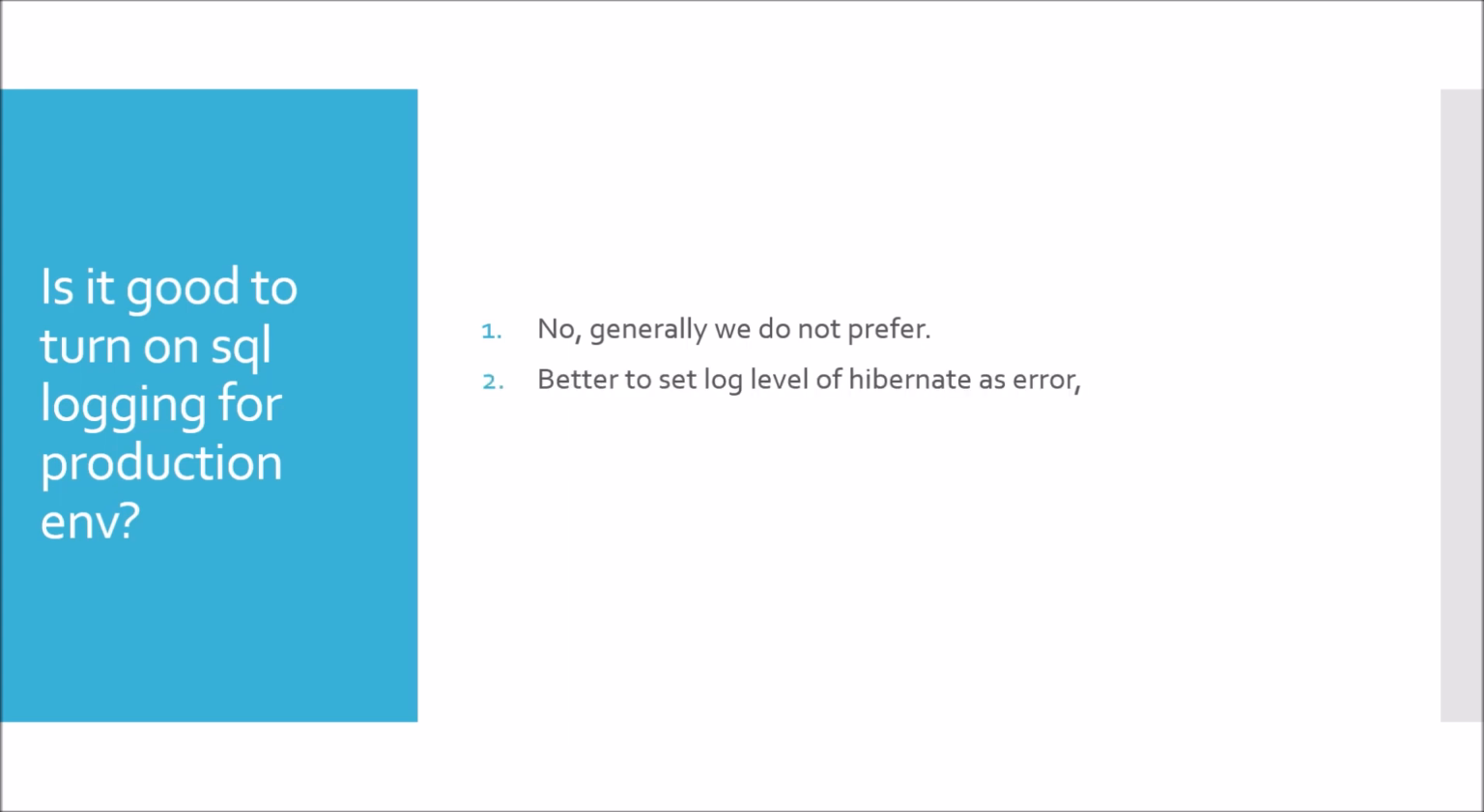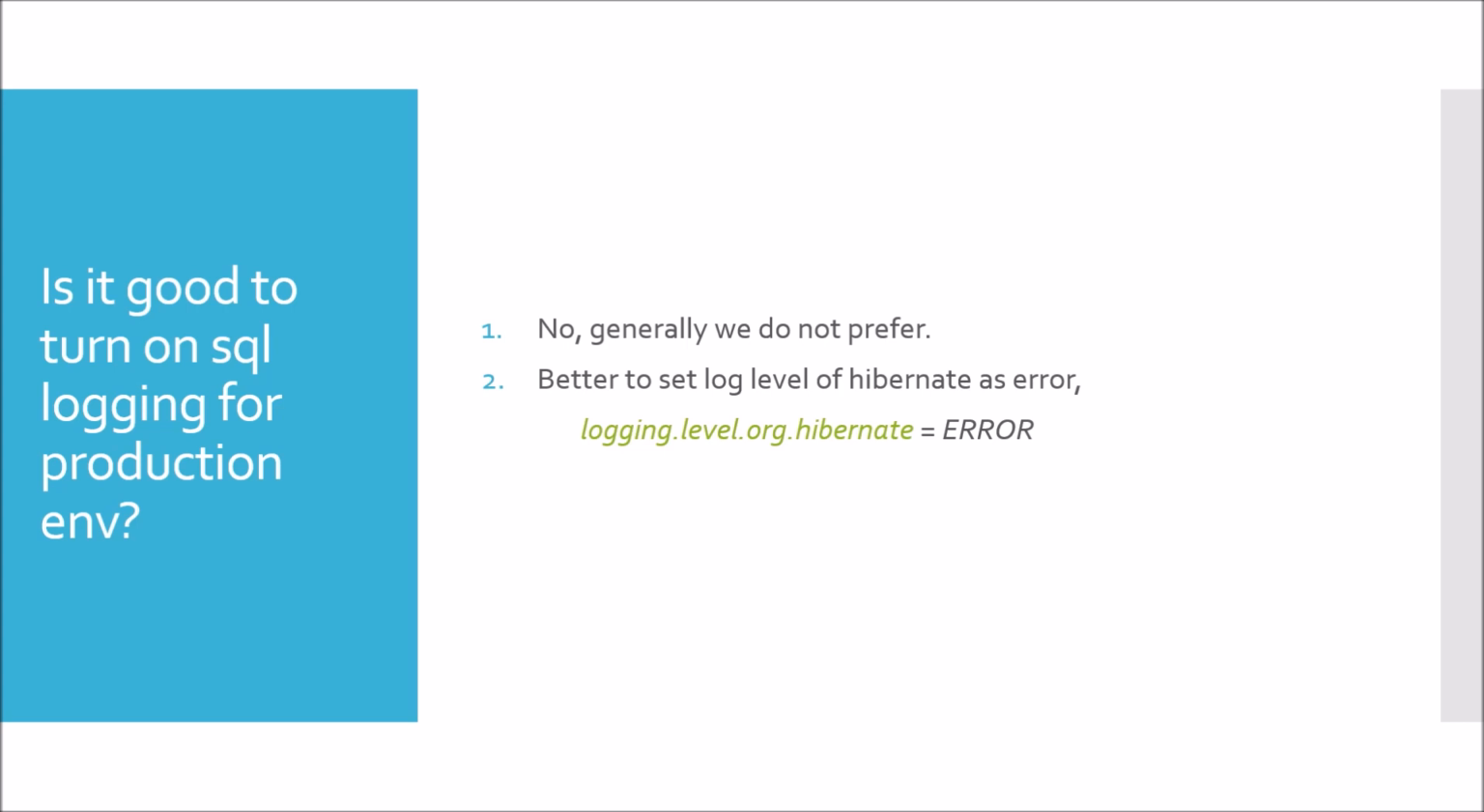It's better to set the log label of Hibernate as error, and in order to do so, as discussed previously, we can use logging.label.org.hibernate equal to error. I am setting all the logs of Hibernate to print on the console or to a file only when an error comes.